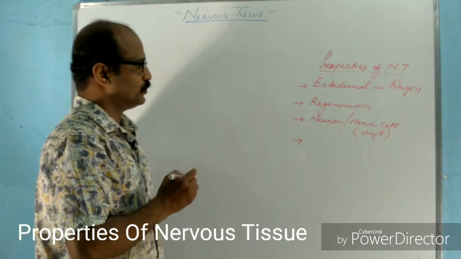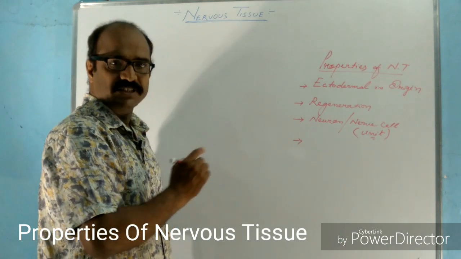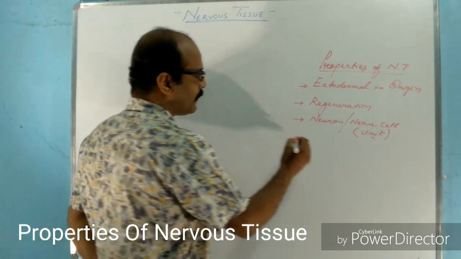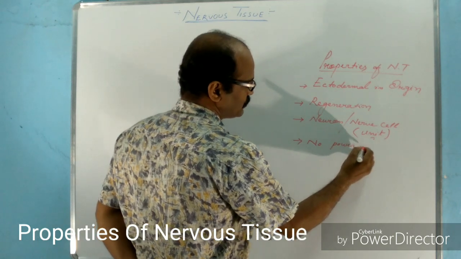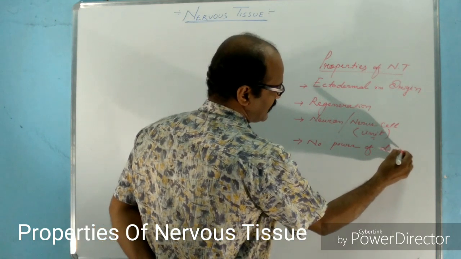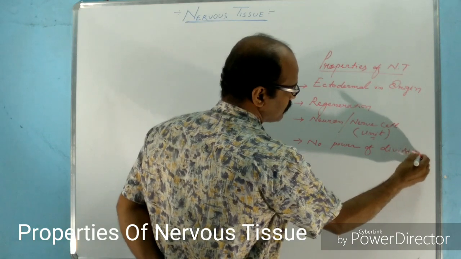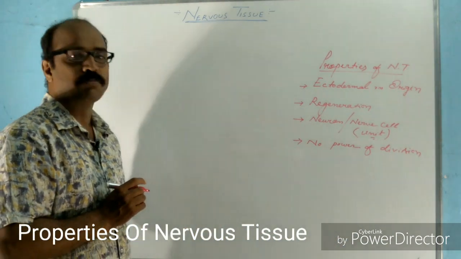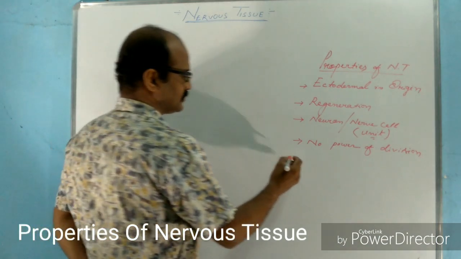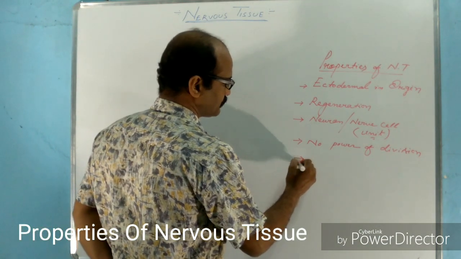The nerve tissue or the nerve cell has no power of division because it has no centrosome. That's why it has no power of division of the cell.